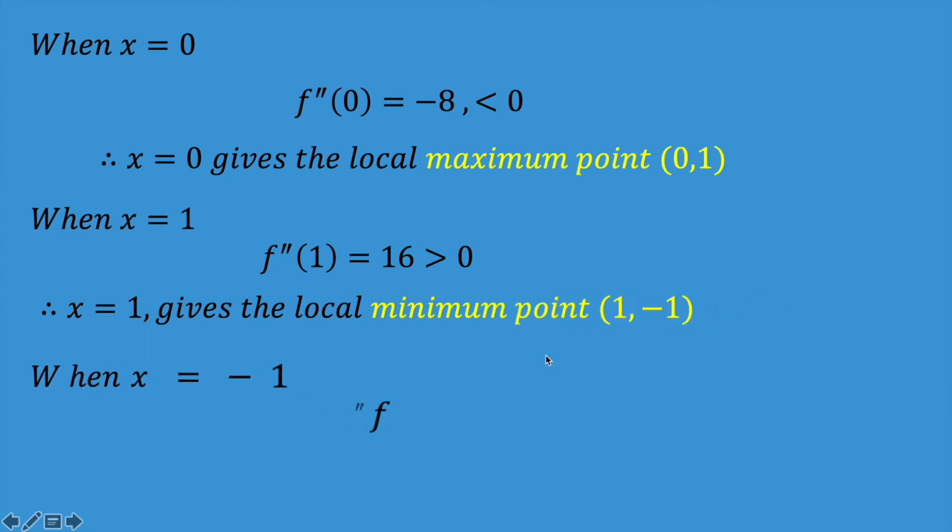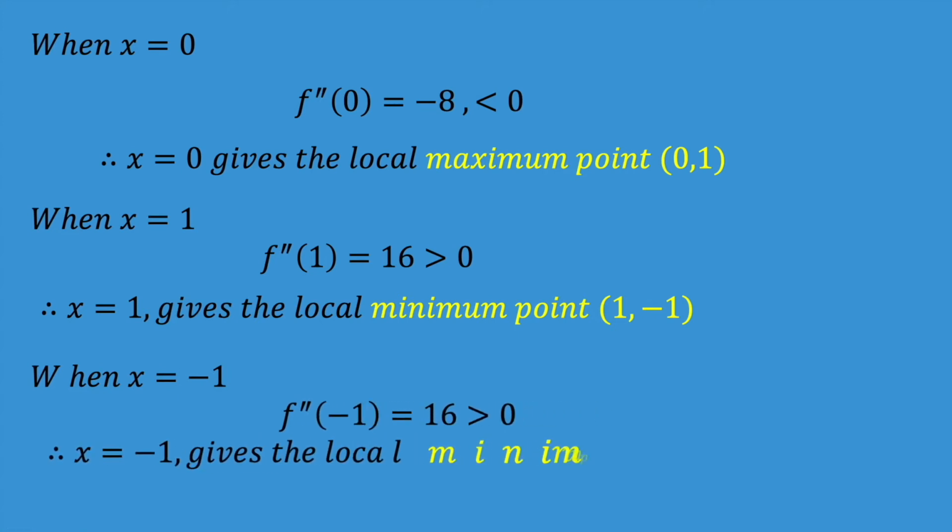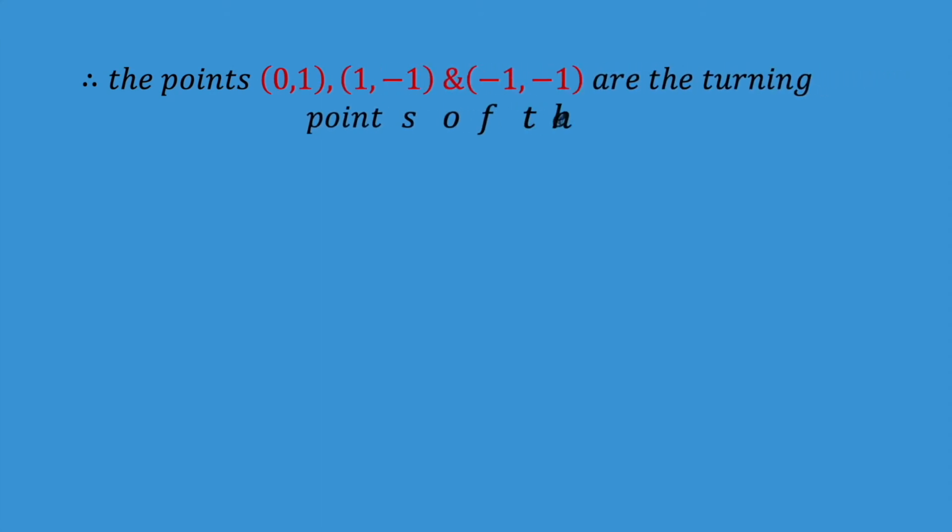And when x is equal to negative 1, the double derivative is again positive. Therefore x is equal to negative 1 gives us the local minimum point, that is (-1, -1). Now therefore the points (0, 1), (1, -1), (-1, -1) are the turning points of the curve.